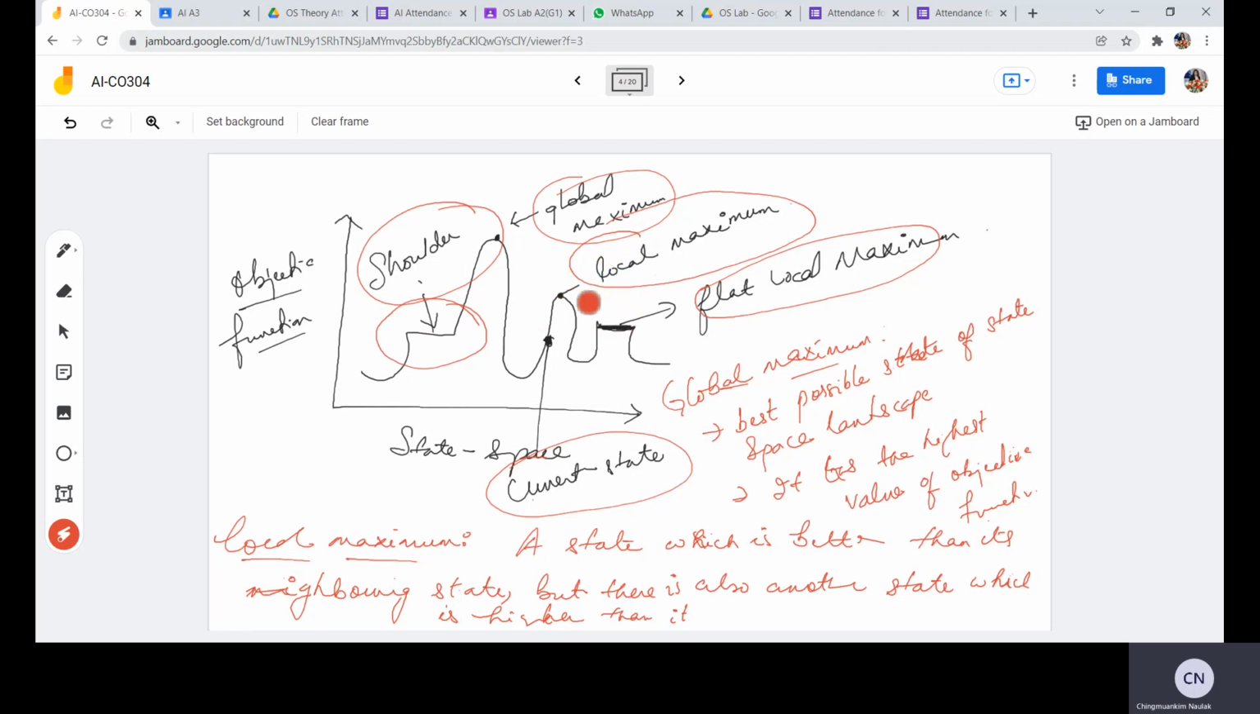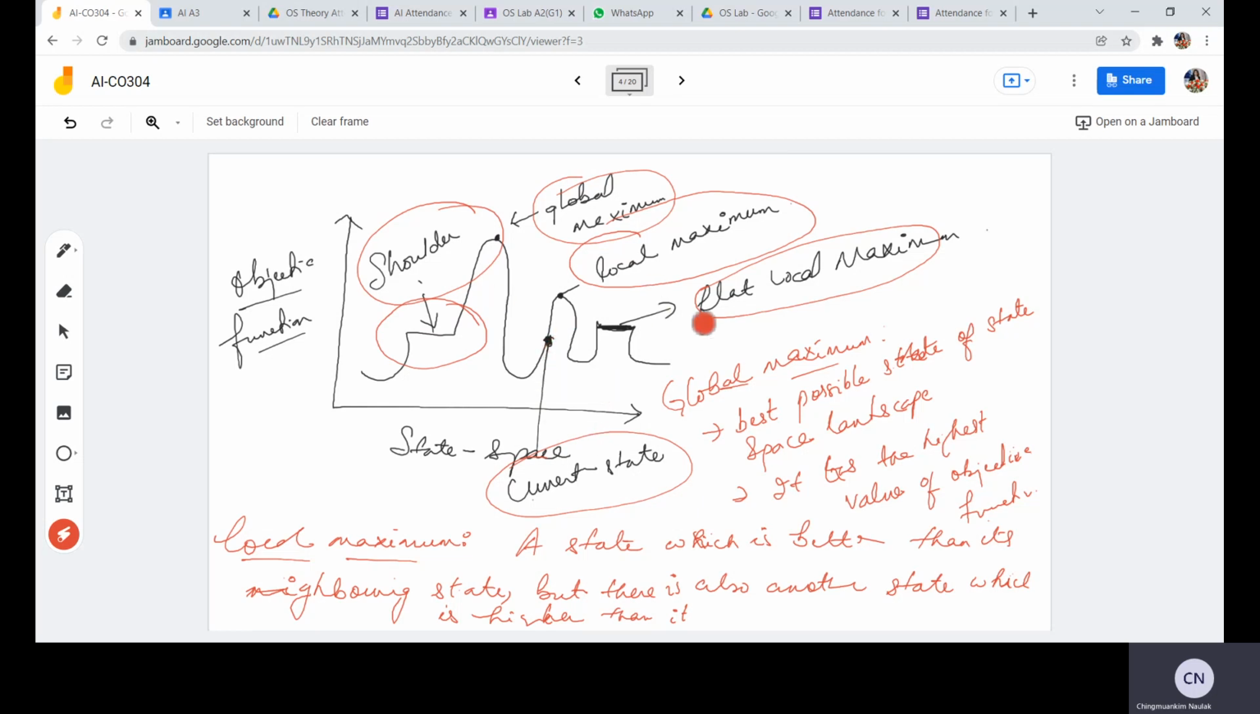And what is that higher state called? That higher state is the global maximum. What is global maximum? Global maximum is the best possible state of the state space landscape, and as I have just said, it has the highest value of the objective function. Okay, current state. Here we're just assuming this as the current state. So what is current state? It is a state in a landscape diagram where the agent is currently present.